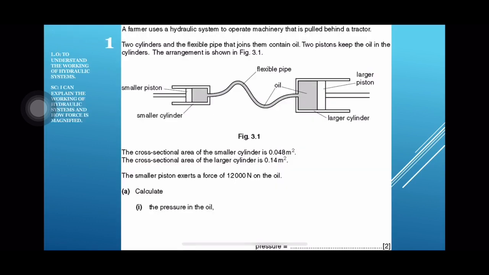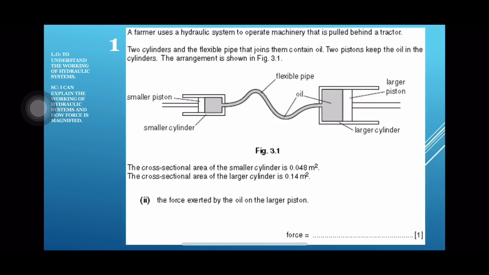The next part of our video is to answer IGCSE type questions. So this is the first question. A farmer uses a hydraulic system to operate machinery that is pulled behind a tractor. Two cylinders and a flexible pipe that joins them contain oil. Two pistons keep the oil in the cylinders, and the arrangement is shown in the figure.